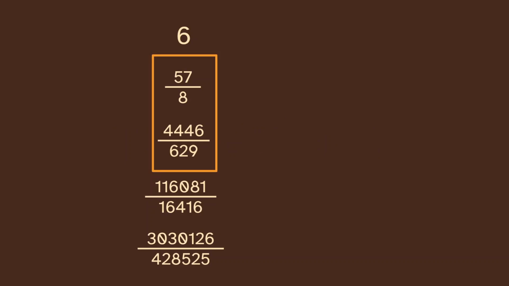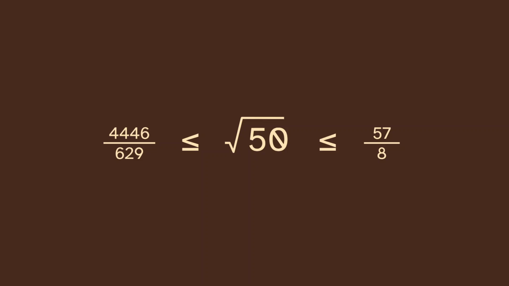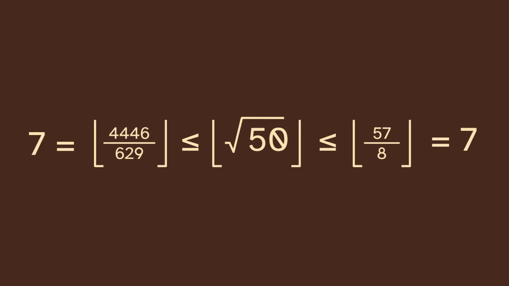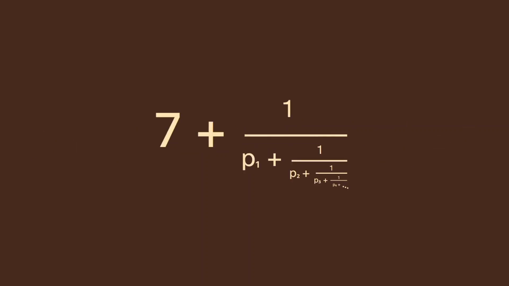So these two terms in our sequence are consecutive, which means that root 50 is between them. And because they both have a floor of 7, root 50 must also have a floor of 7. So we can confidently say that the first term is 7. But where do we go from here? How do we find the next term, p sub 1?